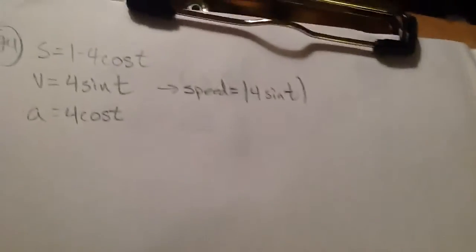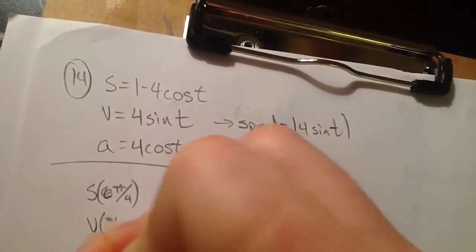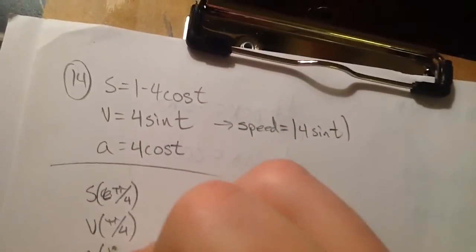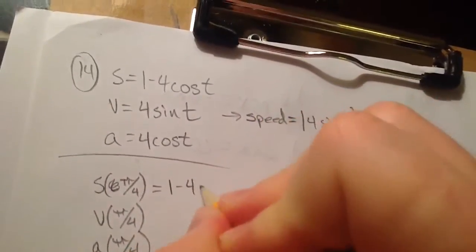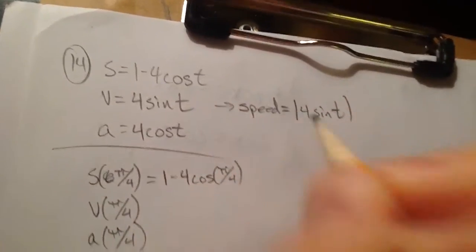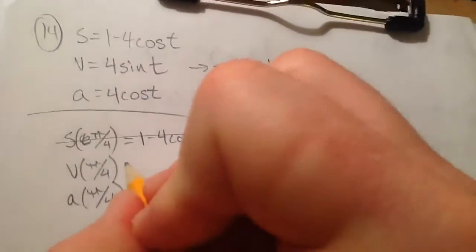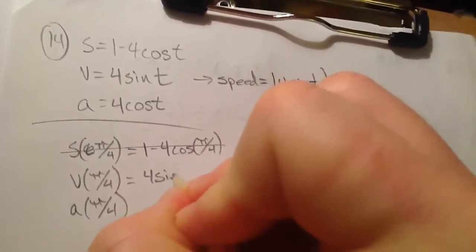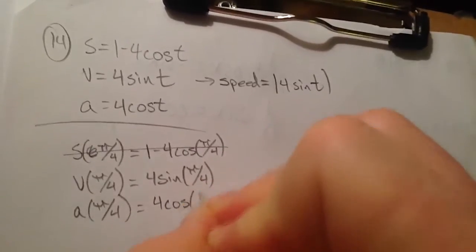B says find all of that stuff when t is pi over 4. So all you had to do is plug in pi over 4 for t. We're going to do all of them, just plugging in pi over 4. Oh, it doesn't say find position, does it? Okay, don't have to do that one. So velocity is 4 times sine pi over 4. And acceleration is 4 times the cosine of pi over 4.